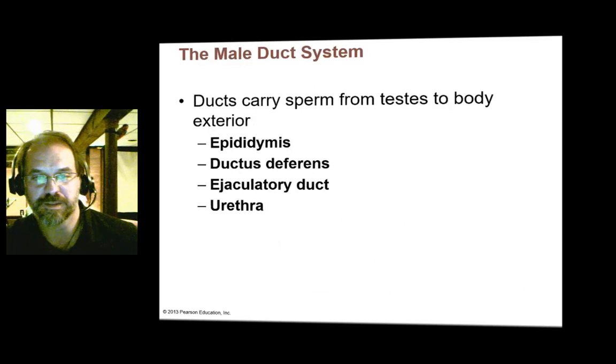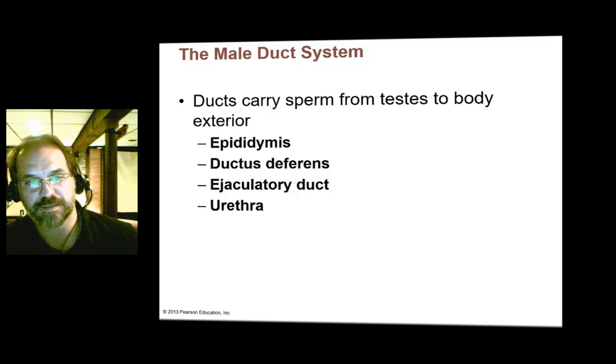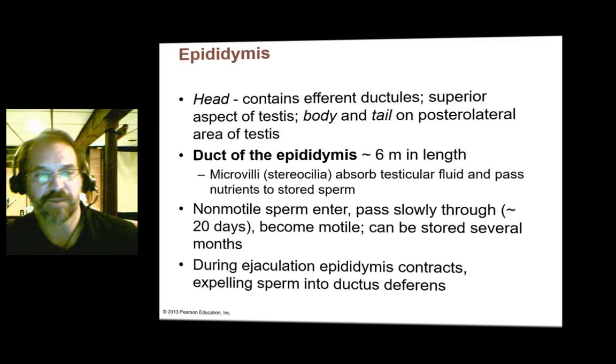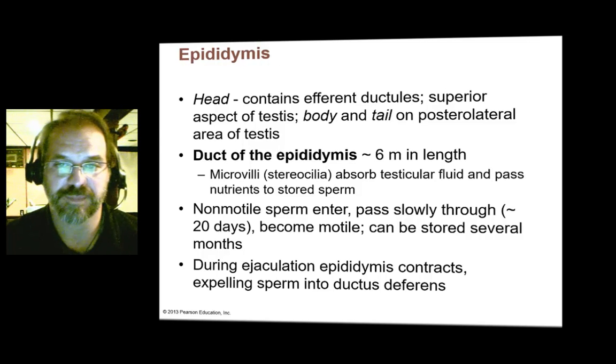I think we talked about the ductwork a little bit already, how the testis passes the developing sperm into the epididymis, and then the epididymis connects to the ductus deferens, which transitions the sperm to the ejaculatory duct and out the urethra. So, some factoids about the epididymis.